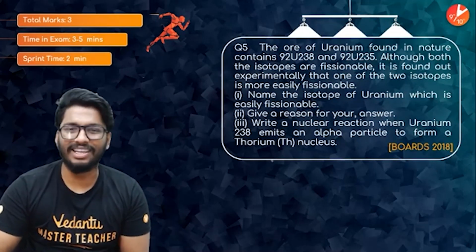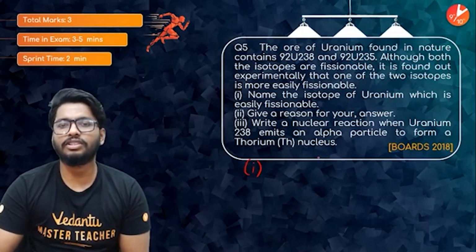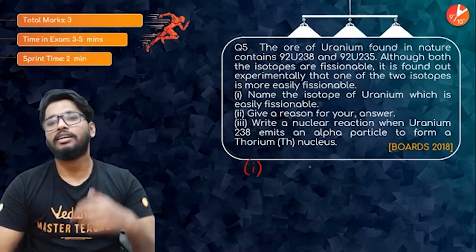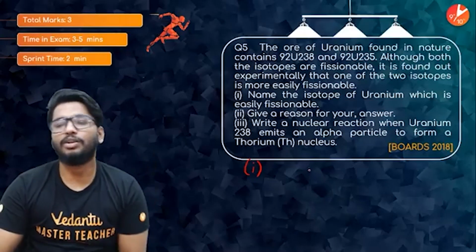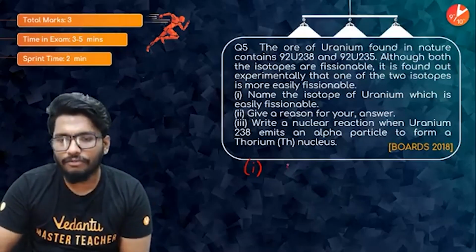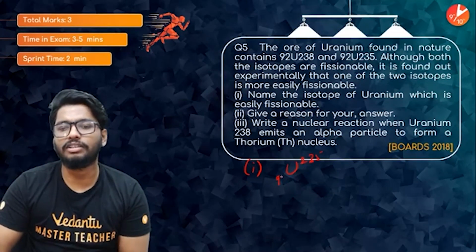Come on, it's actually a very easy question. The first part of the question is, name the isotope of uranium which is easily fissionable. See, guys, comparing uranium-238 and 235, 235 is actually much more fissionable than 238.